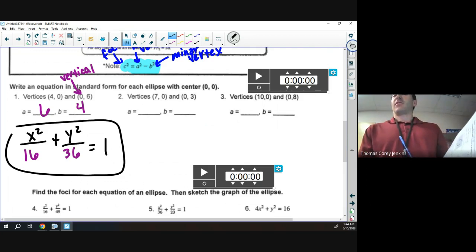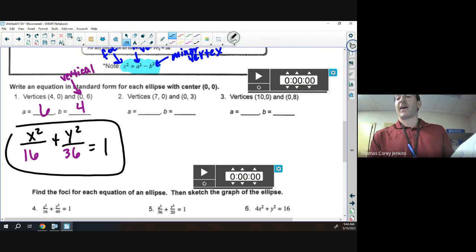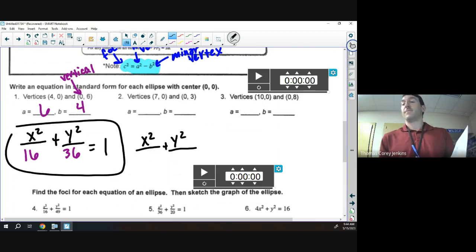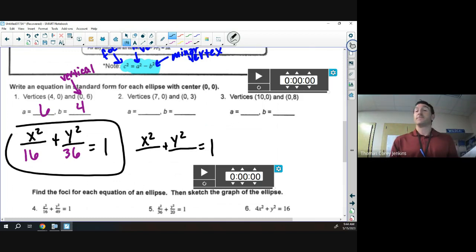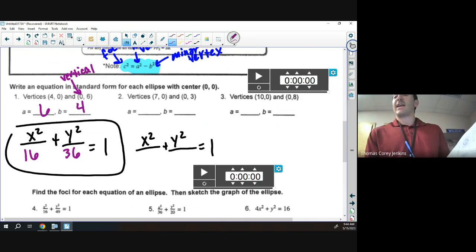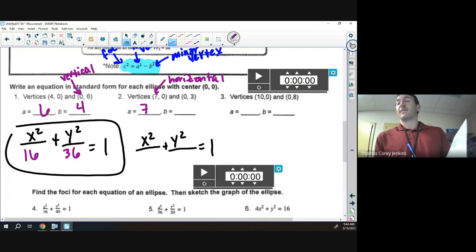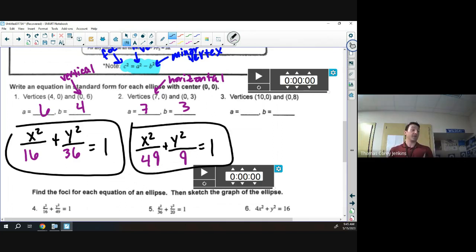So same kind of deal for number 2, right? So we'd have x squared over something plus y squared over something equals 1. Now we'll figure out what goes where. In this case, A, the bigger number, is 7. That's also an x coordinate, so this would be a horizontal. Okay, B is 3 because it's the smaller number. What goes under x squared? That would be your 7 squared, or 49. So 3 squared, or 9. x squared over 49 plus y squared over 9 equals 1.